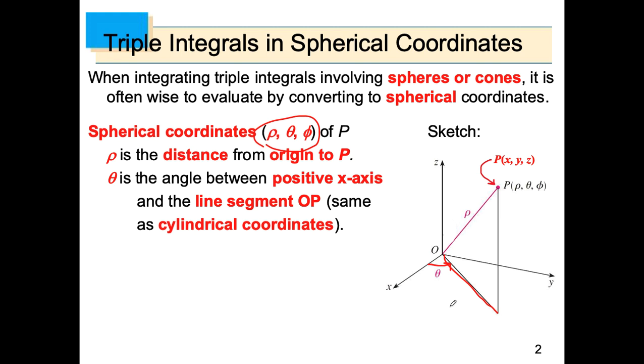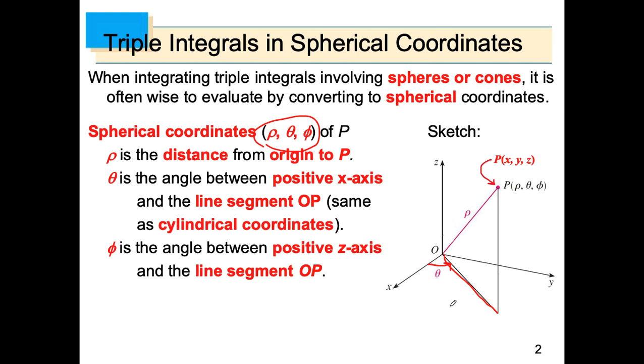And finally phi. What is phi all about? Well, phi is actually the angle between the positive z-axis and the line segment OP. So whatever angle this line segment OP creates with the positive z-axis will give us our angle phi. And just like rectangular coordinates and cylindrical coordinates, these coordinates can also describe the same exact location of P in any direction.